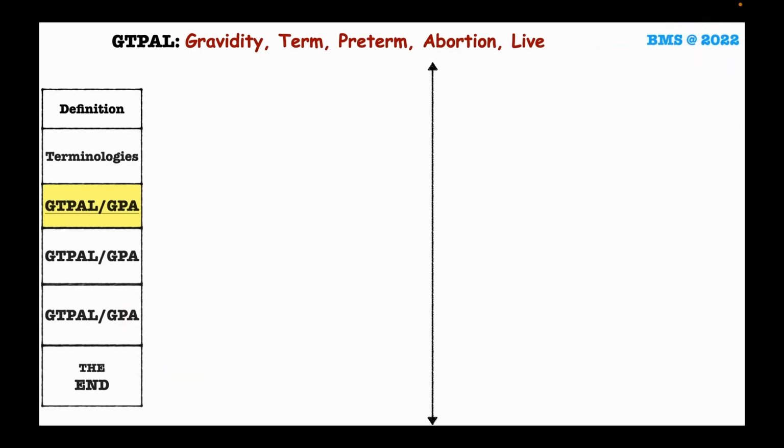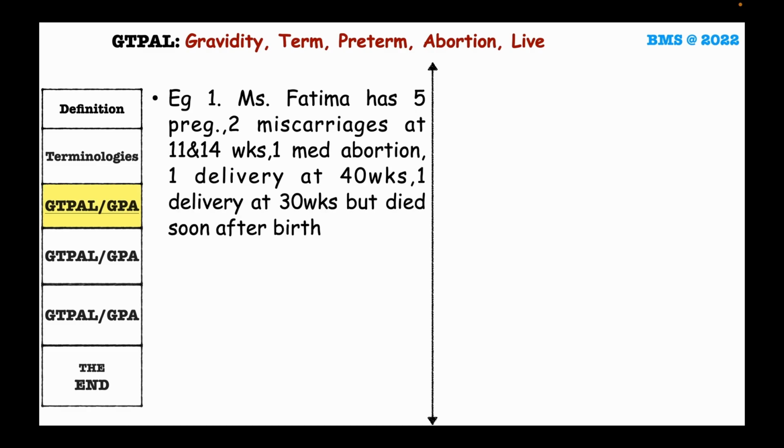We have Miss Fatima, who has 5 pregnancies, 2 miscarriages at 11 and 14 weeks, respectively, 1 medical abortion, 1 delivery at 40 weeks, and she's had 1 delivery at 30 weeks but died soon after birth. So, what's going to be her GTPAL and GPA system or scoring?